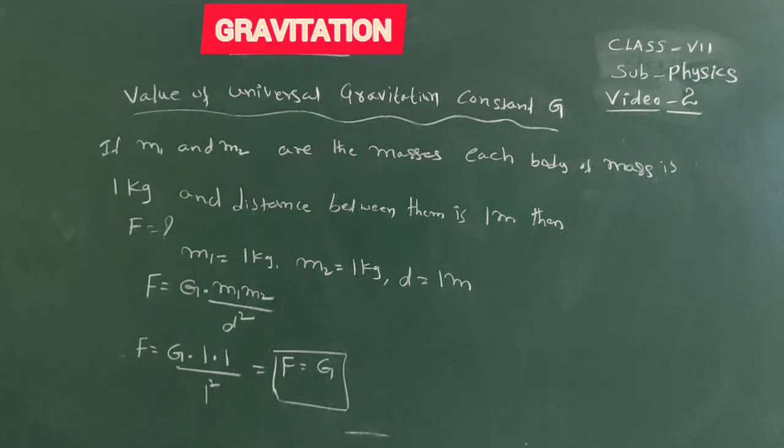Kept at a unit distance from each other, the value of universal gravitational constant G has been found to be 6.67 into 10 power minus 11 newton meter square by kg square.